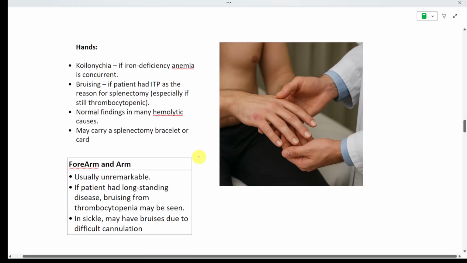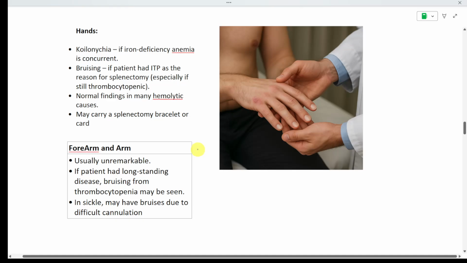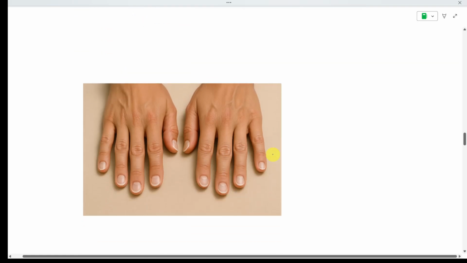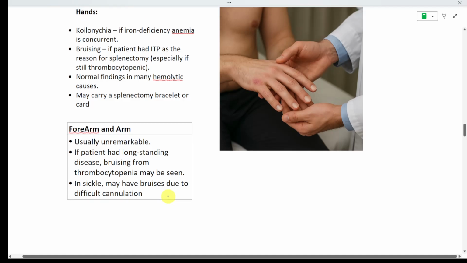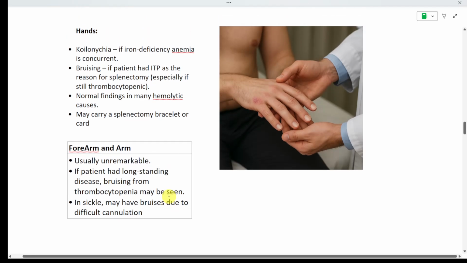Then next you go to your hands. Your next point is looking at the hand. The patient might have koilonychia, because of the long-standing hemolysis, this patient tends to have iron deficiency anemia, so they will have those spoon-shaped nails. Don't miss those out. Always explain if the patient has those to the consultant, so that you know you have picked out the findings. Also look for any bruises.